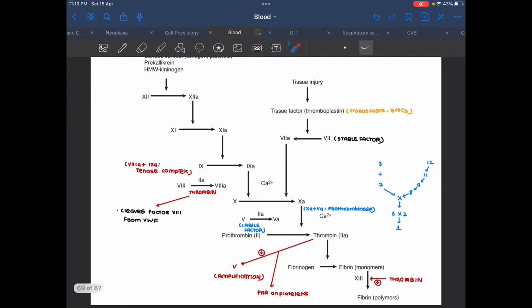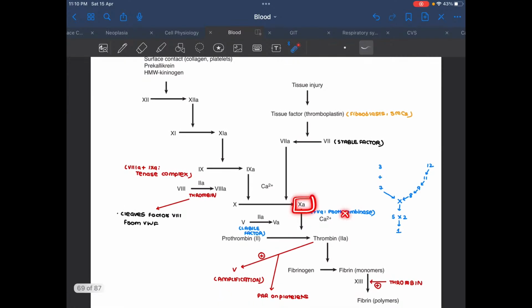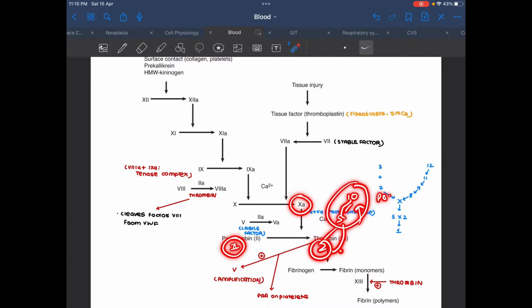Activated 10A combines with your factor 5. So this is the factor 5 that I'm talking about. This is known as labile factor. And it's going to cleave your prothrombin into thrombin, that is factor 2. So this is what we have: you have 10, 5 and 2. 5 into 2 is again 10, so it's easy to remember. The complex of 10 and 5, I'm going to call it prothrombinase, and that's going to convert your prothrombin into activated thrombin.